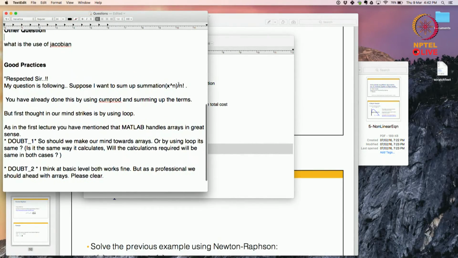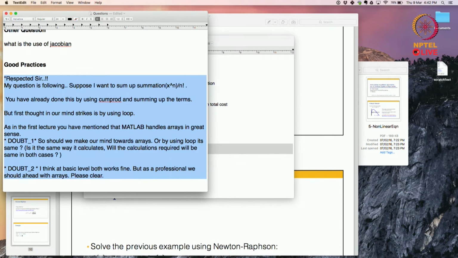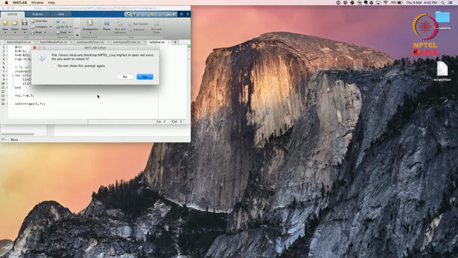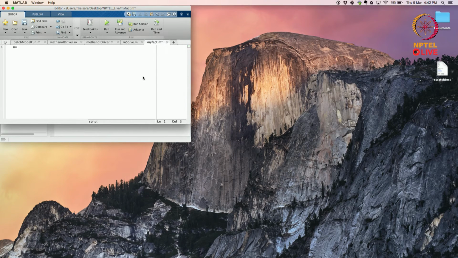And I think the last question was about good practices. The question was about, for example, the factorial problem. So let's say we wanted to find n factorial, we can do it in two ways. Let's open MATLAB. Okay, so the factorial problem, we can do it in two ways. Let's say n equal to 5, fact val equal to 1, for i equal to 2 to n.